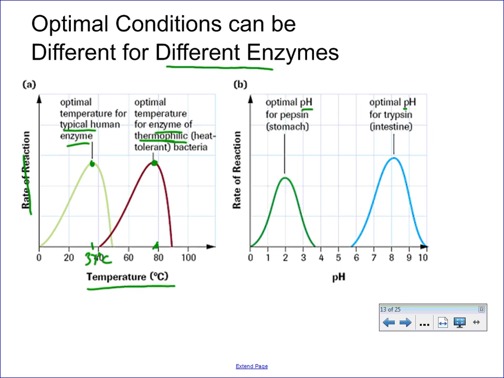Optimal pH can also vary depending on the enzyme. Enzymes found in the stomach have to be able to tolerate those acidic conditions, so they have an optimal pH probably closer to 2, which is typically the pH of stomach acid. Whereas enzymes found in the intestine have to have a higher optimal pH because those conditions tend to be more basic.